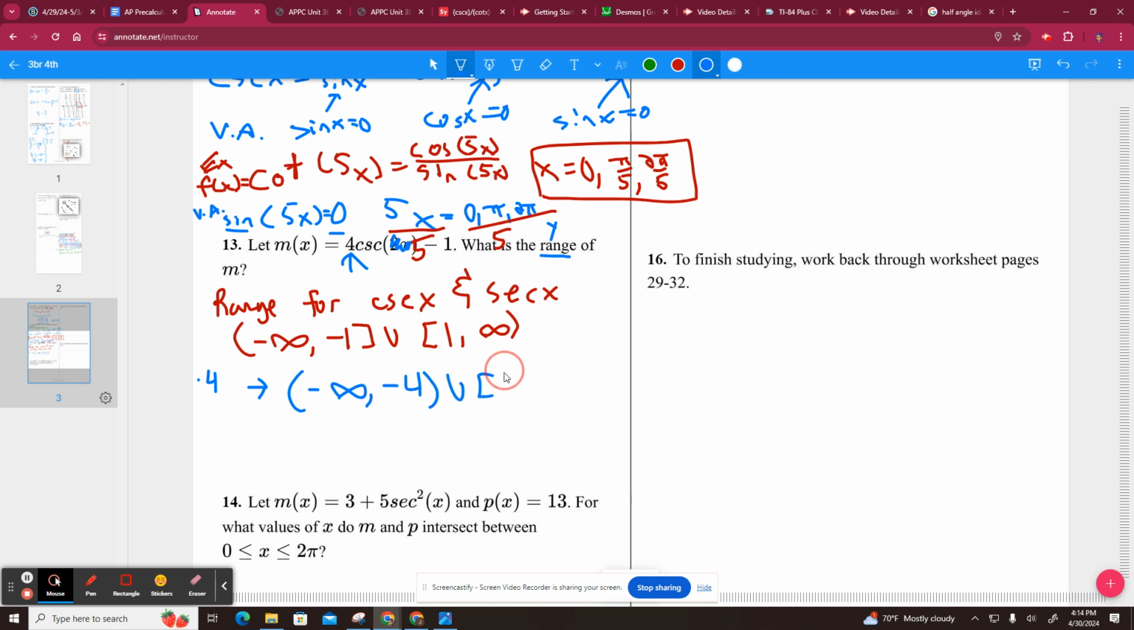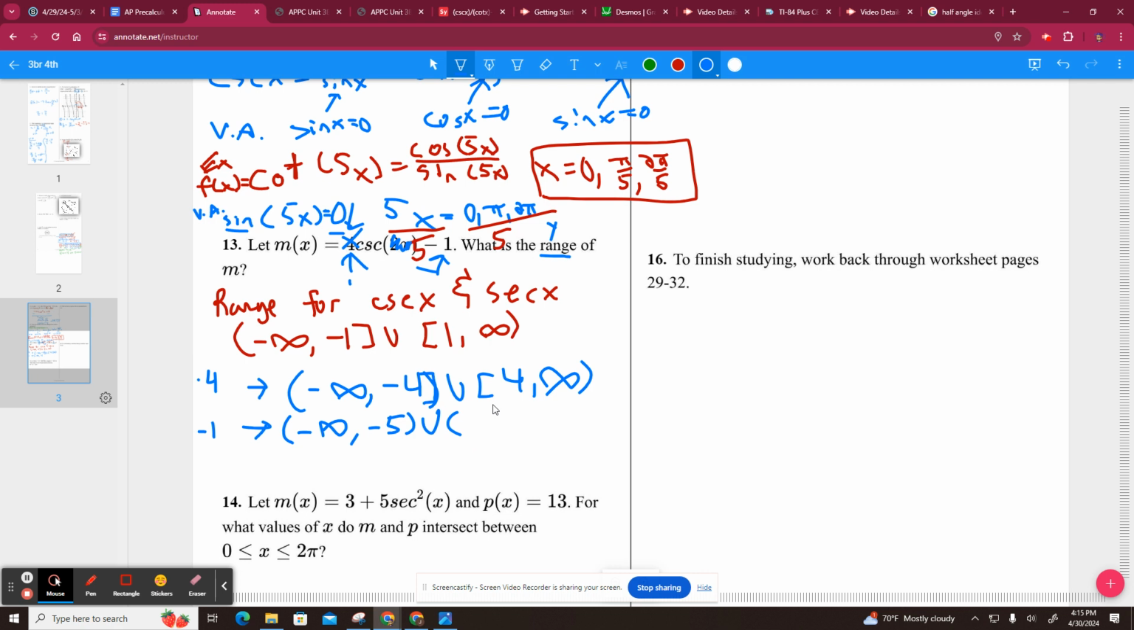Then 1 times 4 is 4. So that's the first thing that happens to the range, so that's taken care of. And then I've got this minus 1, because remember, this is a vertical stretch in front of 4, and this is a vertical translation that moved it down by 1. So I've got a minus 1. That gives me negative infinity to negative 5, because negative 4 minus 1 is that. That should be a bracket, sorry.